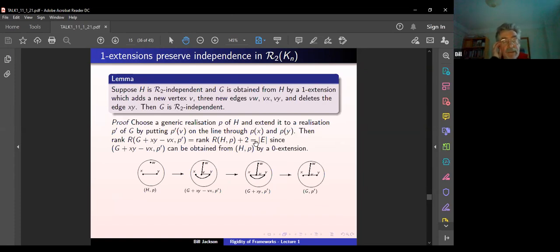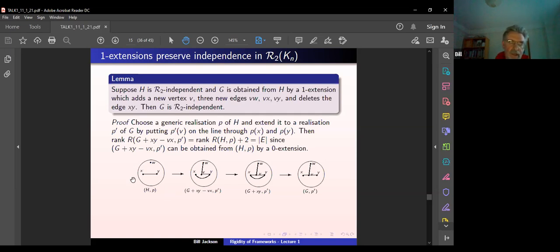So I'd like to show that the slightly more complicated operation of one extension preserves independence in the generic two-dimensional rigidity matroid. Again, we suppose H is independent, and G is obtained from H by a one extension, which adds a vertex V, three new edges VW, Vx, and Vy, and then deletes an existing edge XY. And I would like to show that if H is independent, then G is generically independent.